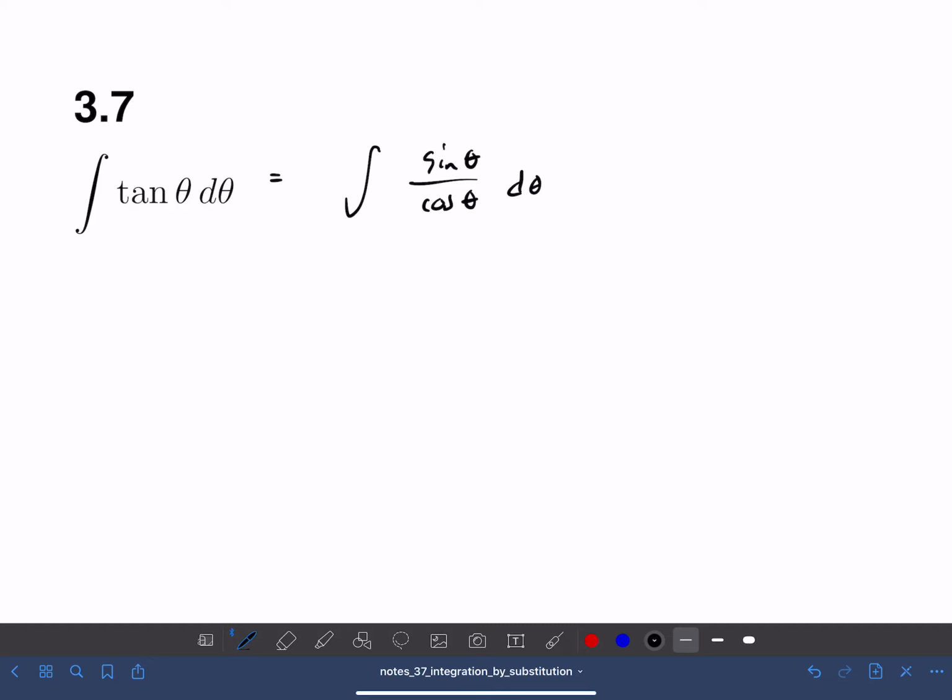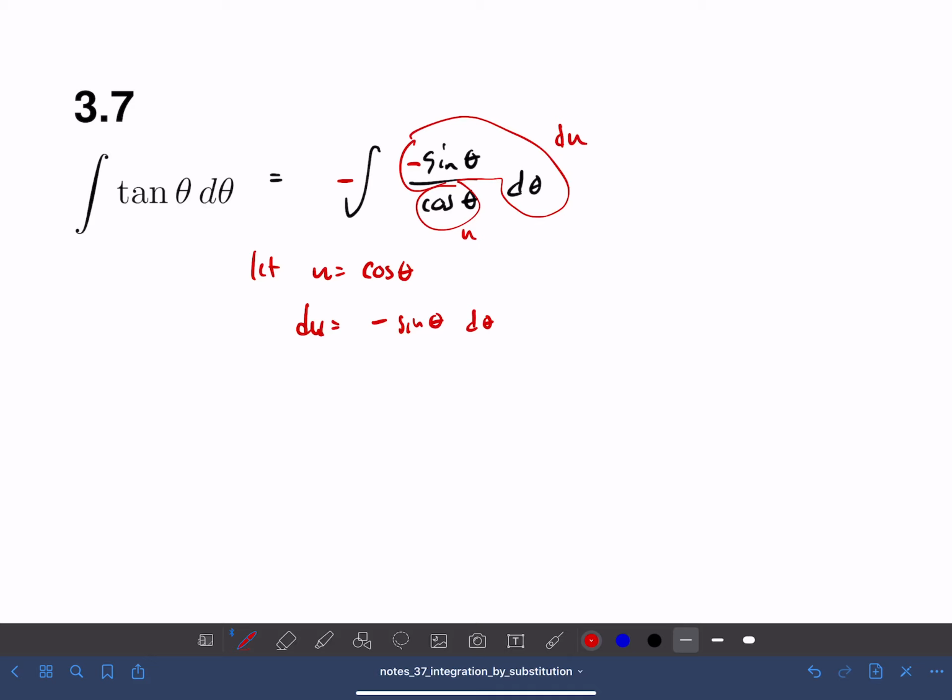And now there are multiple ways to go, and if you just start doing this problem, like say you pause it and try letting u equal one of those two parts right there, it'll probably work out. I'm going to go ahead and let u be the thing in the bottom here. So then du is equal to minus sine of theta d theta. So that's equal to minus the integral of du over u.